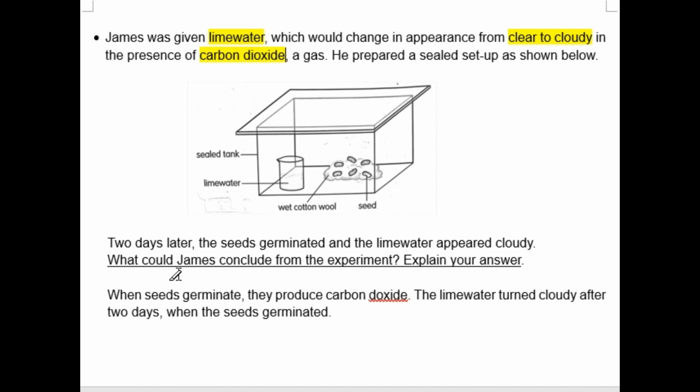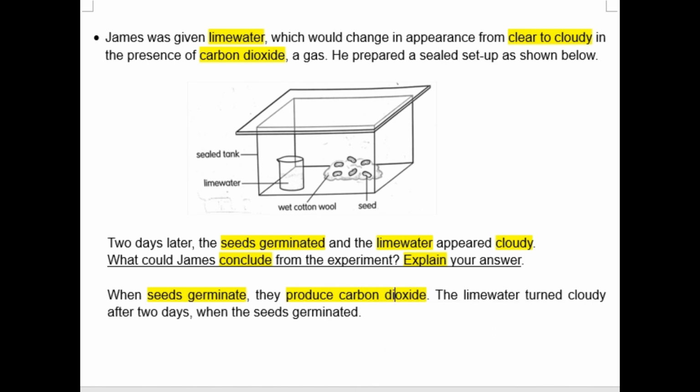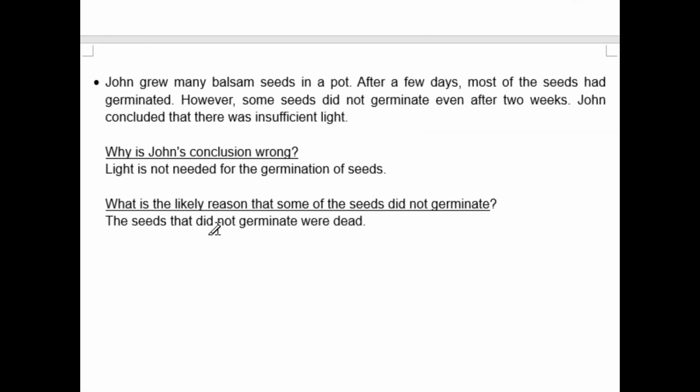2 days later, the seeds germinated and the lime water appeared cloudy. What could James conclude from the experiment? Explain your answer. When seeds germinate, they produce carbon dioxide. The lime water turned cloudy after 2 days when the seeds germinated.